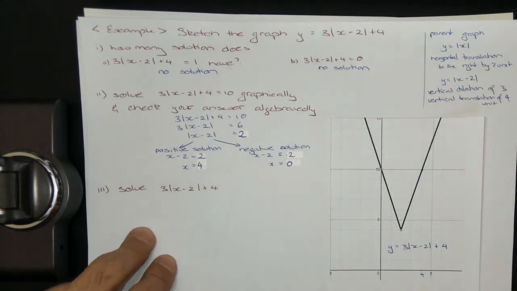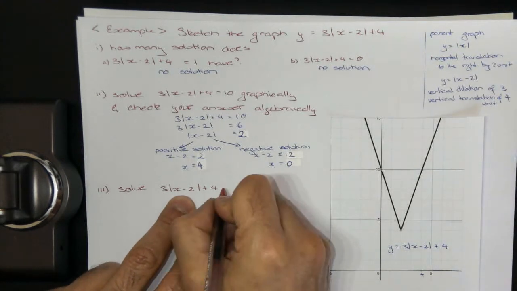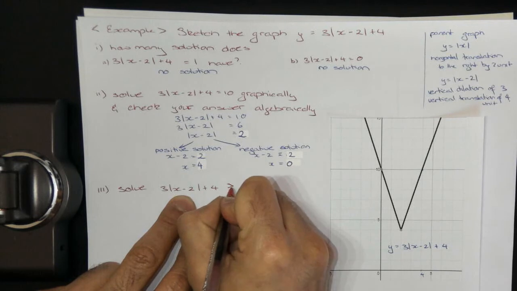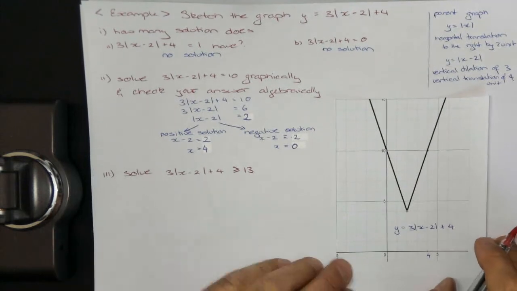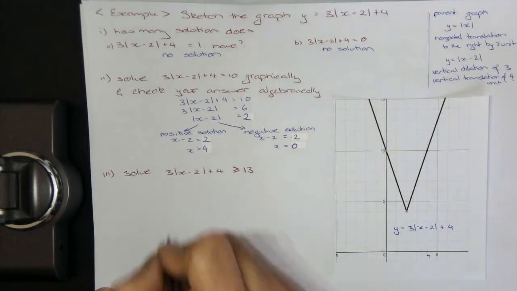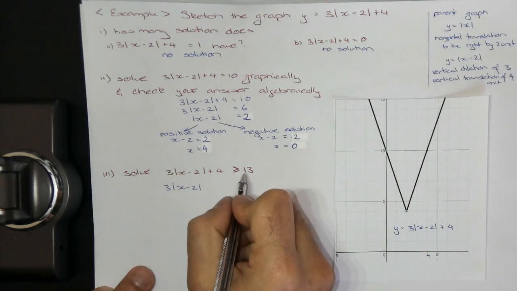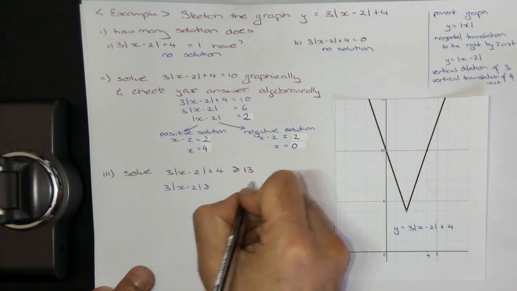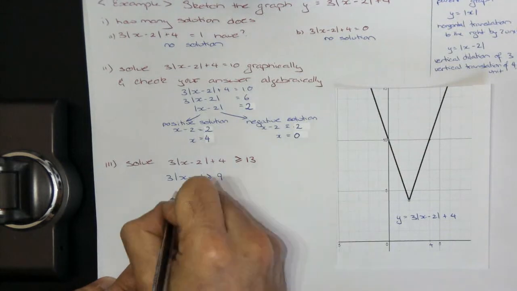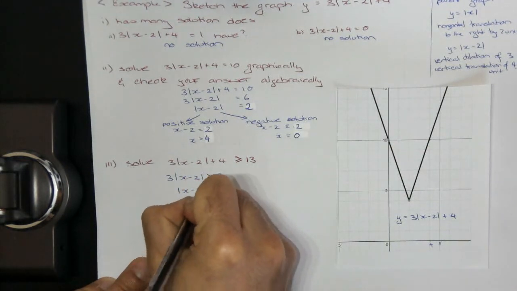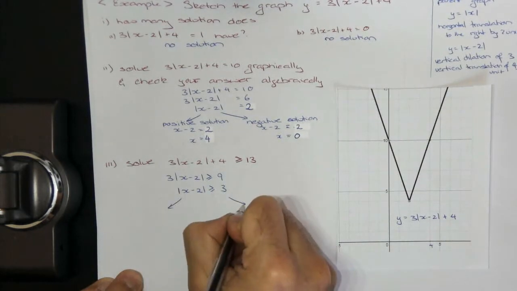We want to solve when 3 absolute value of x minus 2, plus 4, let's say, is greater than or equal to 13. Let's do it algebraically first. I'll bring the 4 across, so that's going to be 9, by subtracting 4 from both sides, then divide by 3, and that gives us 3. Same thing, we're going to get 2 possible solutions.